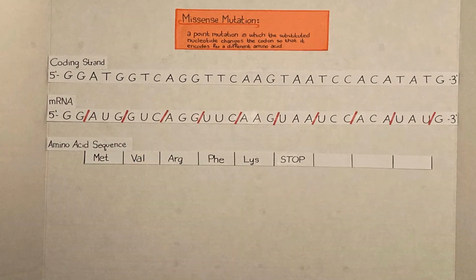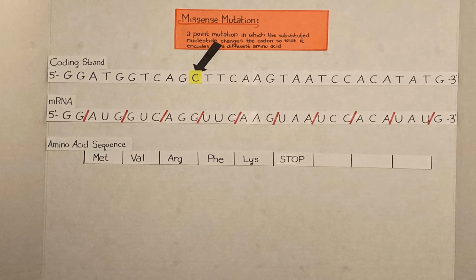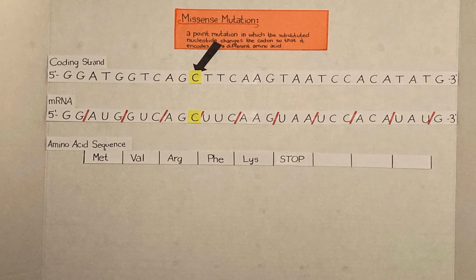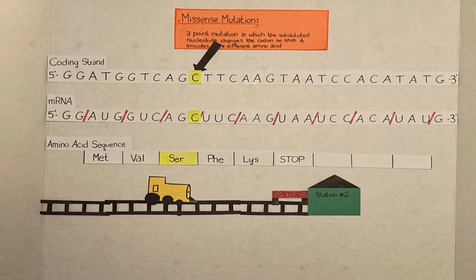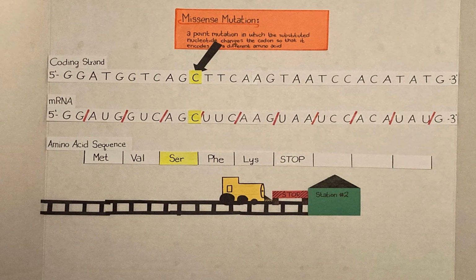The second type of point mutation is the missense mutation, in which the substituted nucleotide changes the codon so that it encodes for a different amino acid. So if we had a mutation here, and a transversion occurred replacing a guanine with a cytosine, the mutation would trickle down through transcription, changing our third codon. And this time, the changed codon codes for serine instead of for arginine. In this case, the length of the produced protein has not changed, but the amino acid sequence has. So while the train may run smoothly, it arrives at a different type of station producing a different protein.